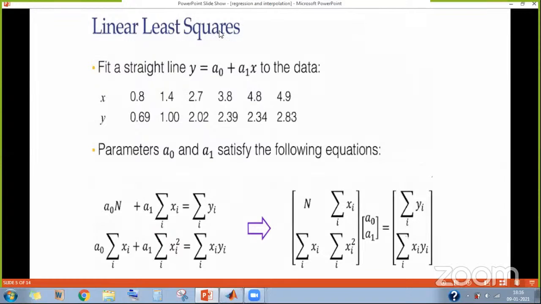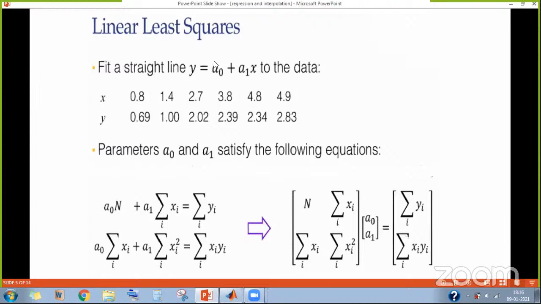We will start with linear least squares. This is the most common and famous among the methods. Let's say we want to fit a straight line y equals a0 plus a1 x, and this is the given data. These are the x points and these are the y points.